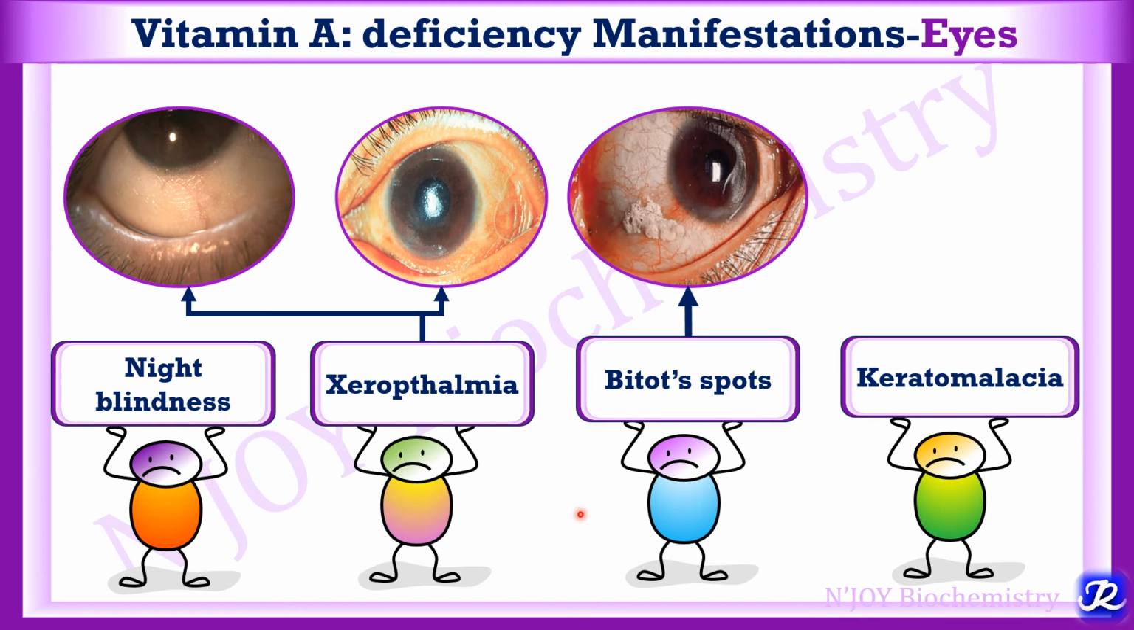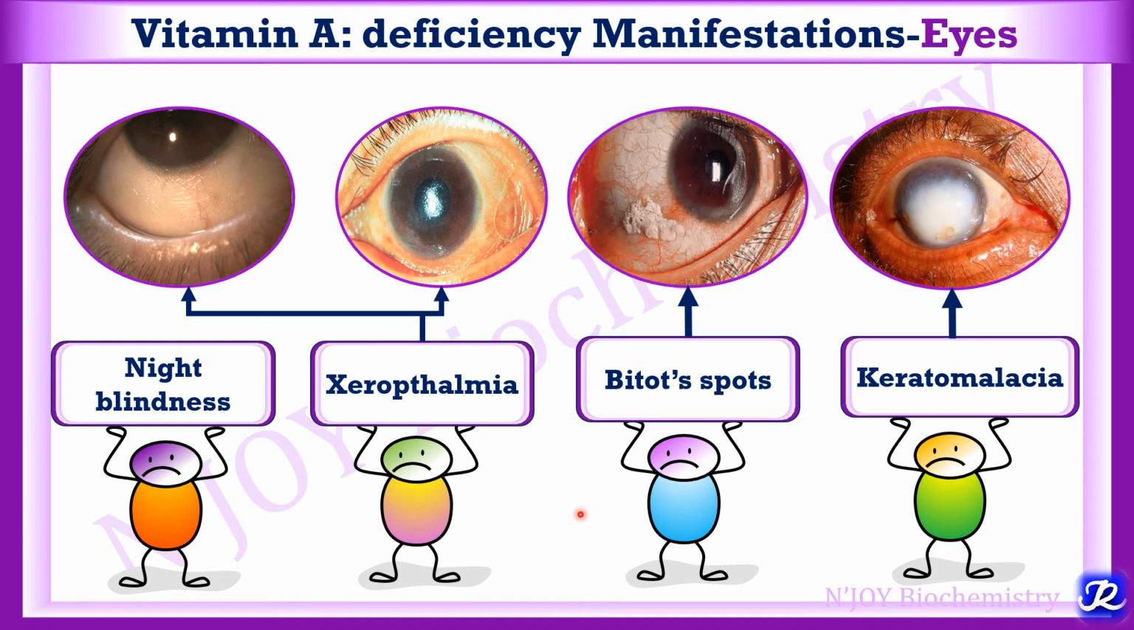Then the fourth manifestation is keratomalacia. This is the most severe form of xerophthalmia, and here 1/3 of the cornea is affected. The cornea becomes edematous and thickened, and in the advanced deficiency the cornea becomes hazy and can develop erosions and ulceration, which can lead to destruction, leading to total blindness. So keratomalacia can result in total blindness. So these are the four important deficiency manifestations due to vitamin A deficiency in the eyes.